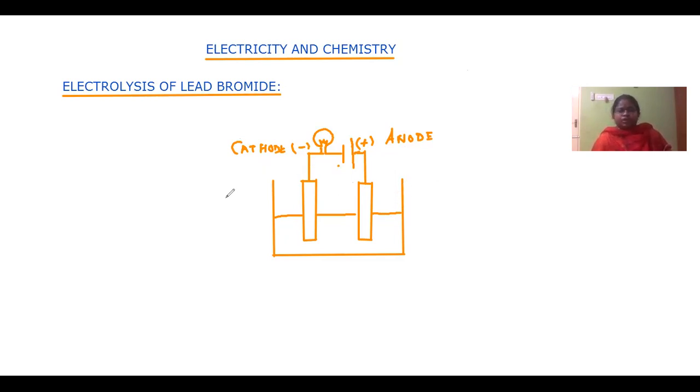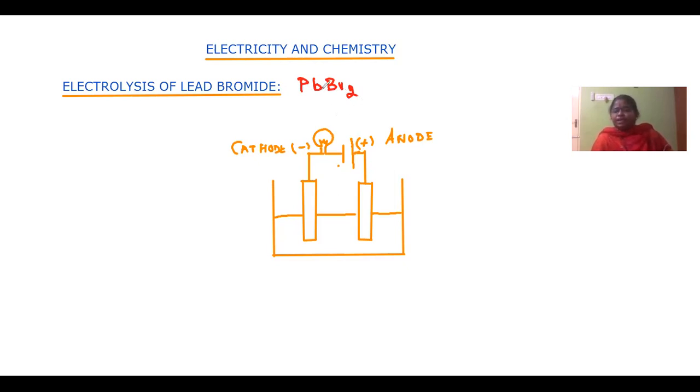So in lead bromide, what is the formula? PbBr2, right? PbBr2, lead bromide. Lead is a metal, bromine is a non-metal, so it is an ionic compound. An ionic compound is always made out of a metal and a non-metal. So the metal is lead, the non-metal is bromine.